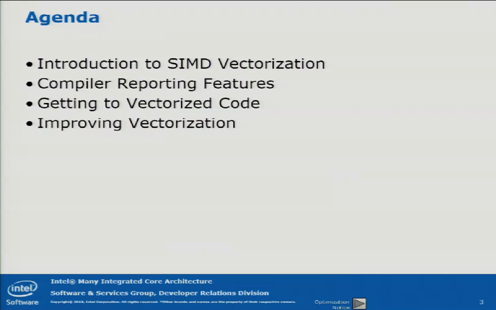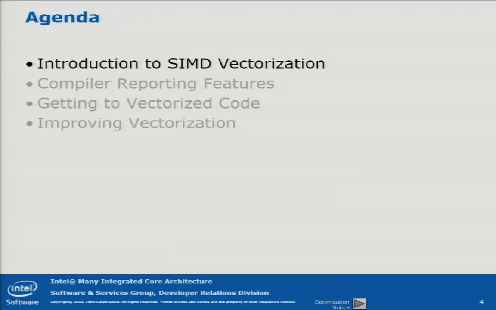Okay, now this will extend the compiler or composer module to show you how you can use the Intel Composer to get better vectorization. So we will start with, yet again, a very quick introduction to SIMD vectorization. Then again turn to reporting features. I'm iterating on that because it's an important thing. Then I will tell you how to get actually vectorized code, and then how you can improve vectorization capabilities.